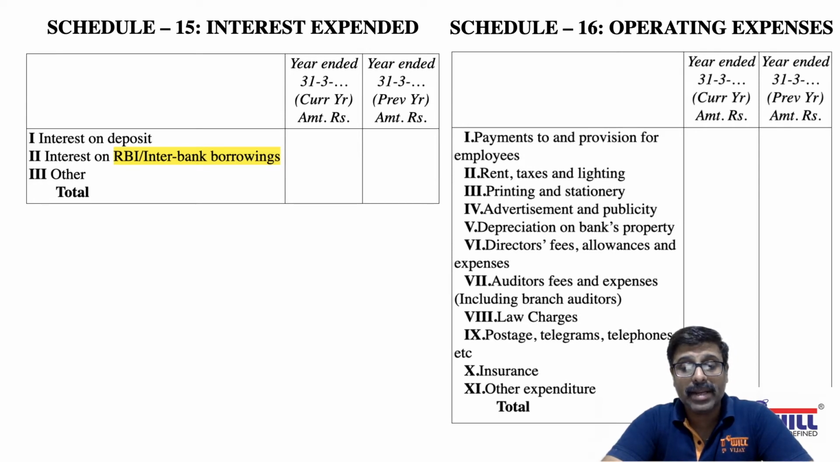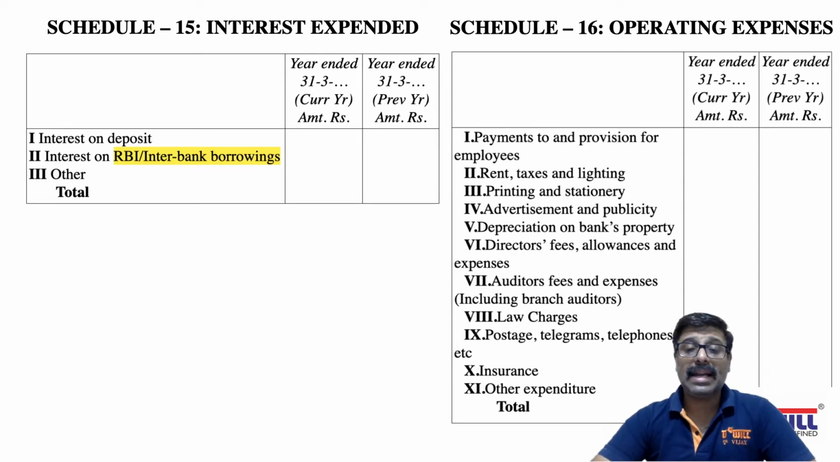what we used to debit in P&L account. See that? Payments to and provision for employees, in bracket write salaries, employees means salaries. Rent, taxes and lighting, printing and stationery, advertisement and publicity, depreciation on bank's property, directors' fees, allowance and expenses, auditors' fees and other expenses including branch auditors, law or legal charges, postage, telegram, telephone, insurance and other expenditure. So all the schedules are completed. Remaining items we directly have to show in profit and loss statement itself.